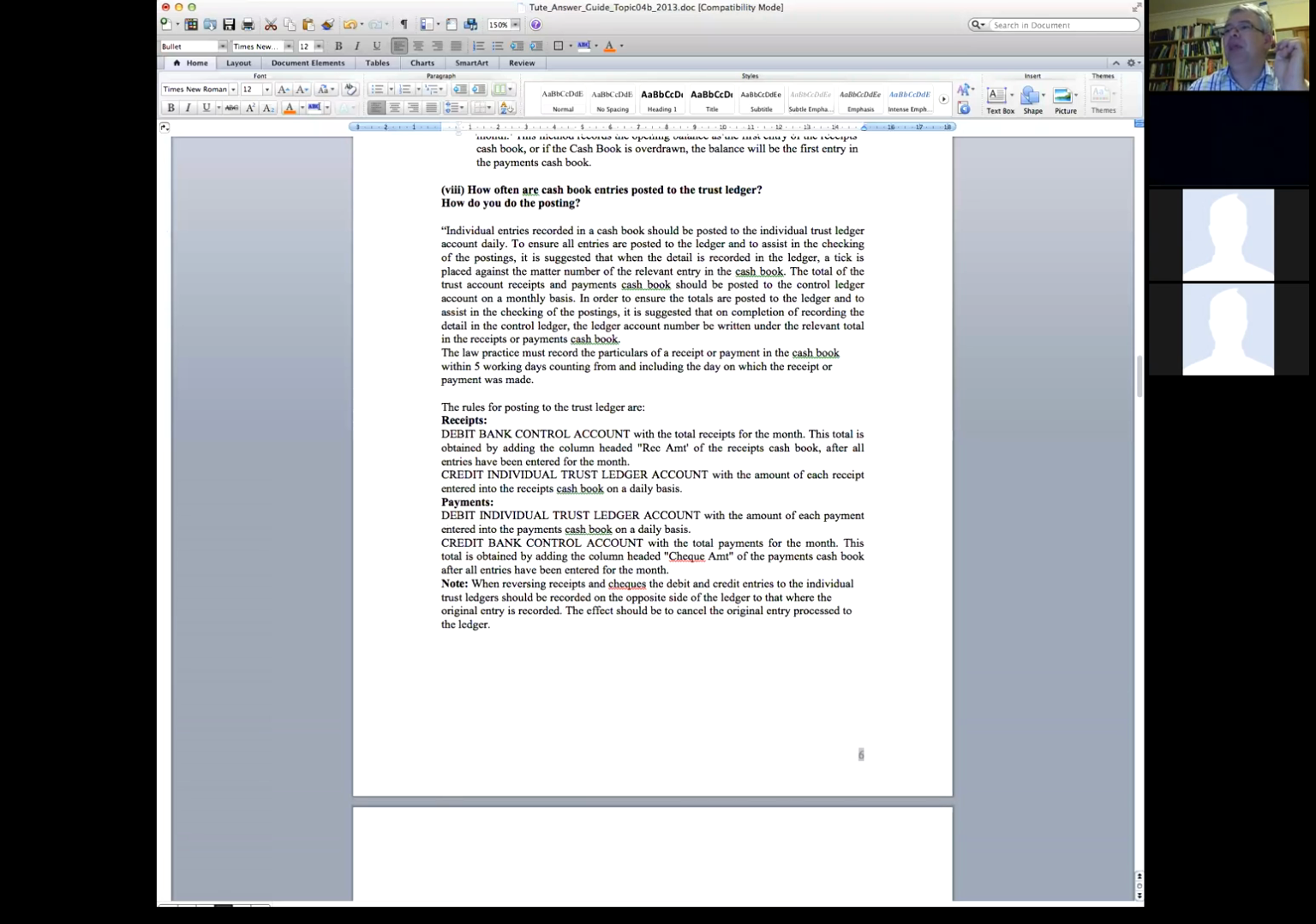Thank you. Okay, then you're asked, how often are the cash book entries posted to the trust ledger, and how do you do the posting? Well, look, the importance of the trust ledger is that the cash books themselves, whether they're the receipts or the payments, just show you all of the transactions that are happening on the trust account. So it's a whole mixture of clients' transactions. Looking at that, you don't really know what the position of any individual client is. The whole idea of the trust ledger is that it shows you at any point in time what the position is on that particular client's trust account. And that's the whole objective of it.